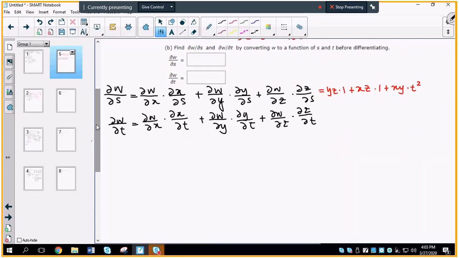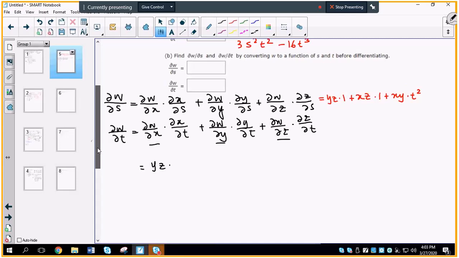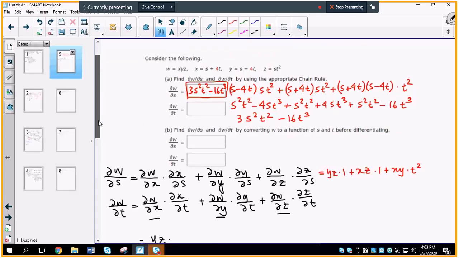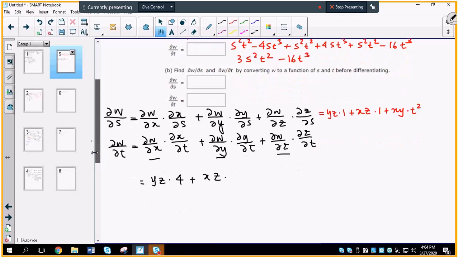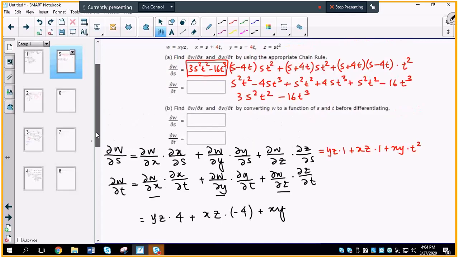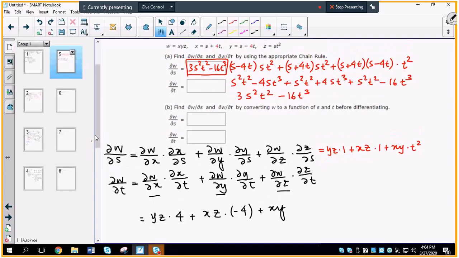You already know these three derivatives. They're going to be the same. First one is YZ, and del X del T is going to be positive 4. Del W del Y, that's going to be XZ. And del Y del T is going to be negative 4. And then I have plus, this is going to be XY, and then del Z del T is going to be 2ST. Change everything in terms of T and S.